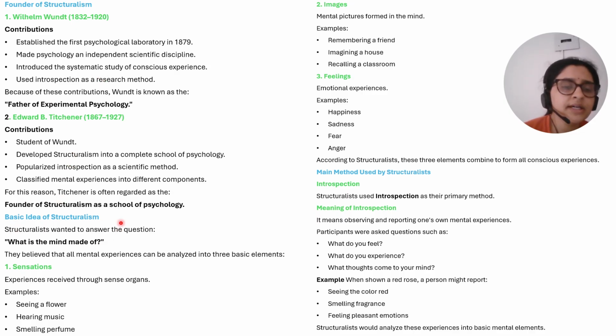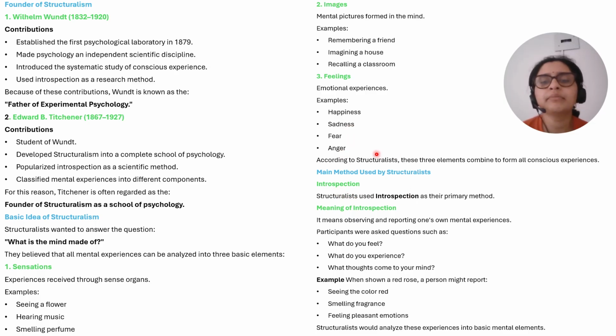Then what is the basic idea of structuralism? What is a mind made of? That means mind is made of three types according to them. Sensations, that is experiences that are received through sense organs. Images, the mental pictures that are formed in the mind. Example, remembering a friend, imagining a house, recalling a classroom lecture, etc. Then the third important one is feelings. Happiness, sadness, fear, anger.